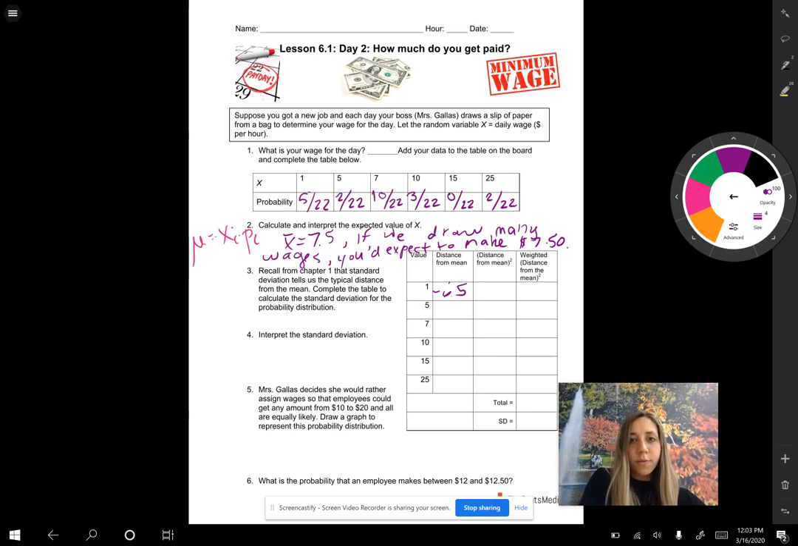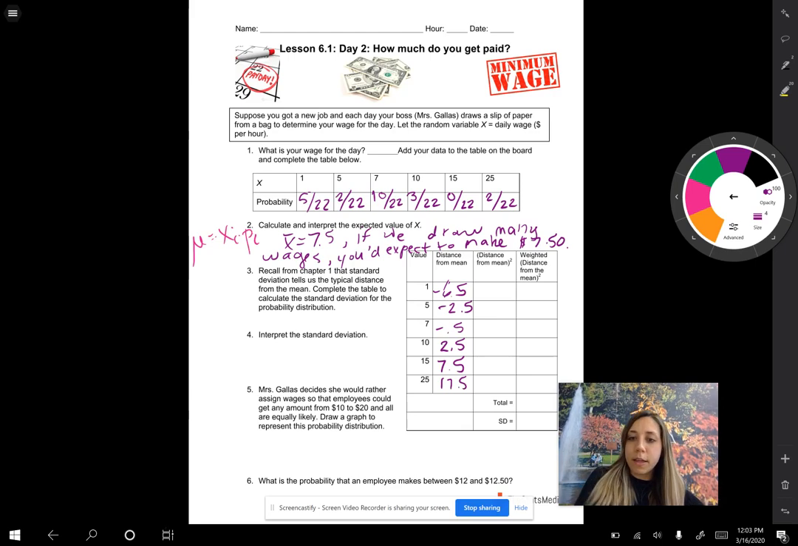And 5 minus 7.5 is negative 2.5. 7 minus 7.5 is negative 0.5. 10 minus 7.5 is 2.5. And we're just filling in this little chart. So then 15 minus 7.5 gets you 7.5. And 25 minus 7.5 is 17.5.